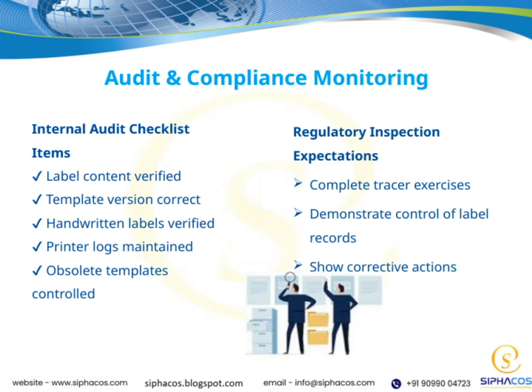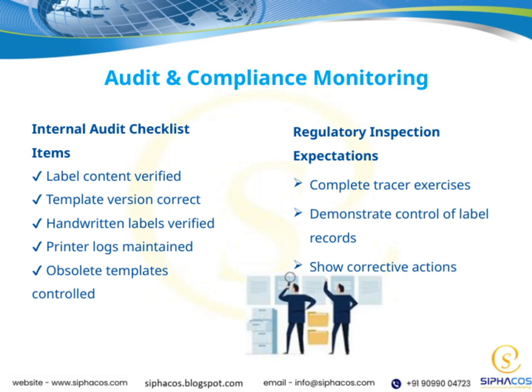Now, let's talk about what regulators will be looking for during inspections. First, it's important to complete tracer exercises. This means demonstrating how we track a product through every stage of production and distribution, showing that we have full control over our processes. Next, we need to be prepared to demonstrate control of label records. Regulators want to see that our labels are accurate, properly maintained, and that we have a clear record of all label versions. Showing our corrective actions is also key. If any issues have arisen, we should be ready to discuss how we identified and fixed them promptly. This demonstrates our commitment to continuous improvement and quality assurance.